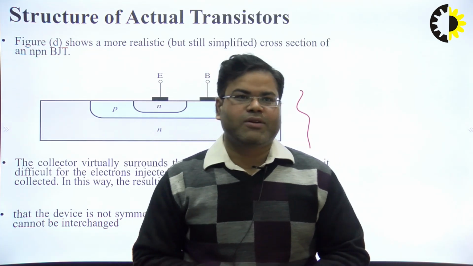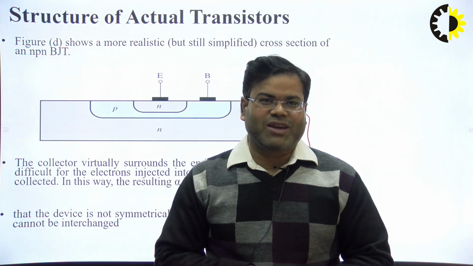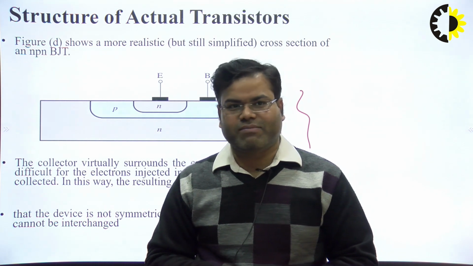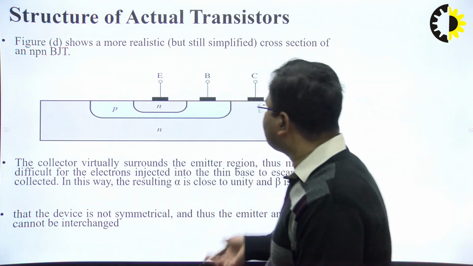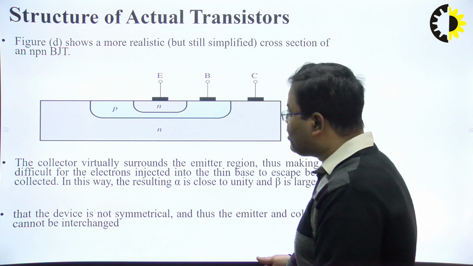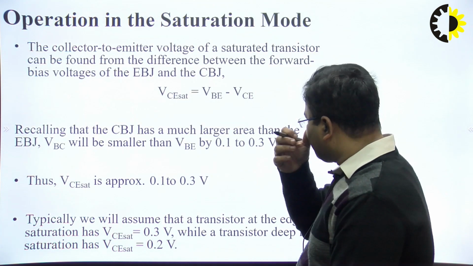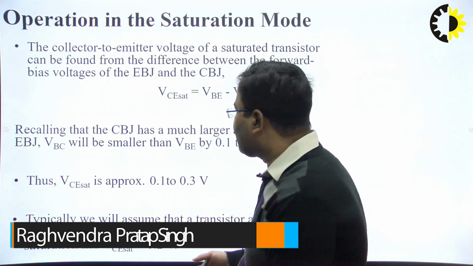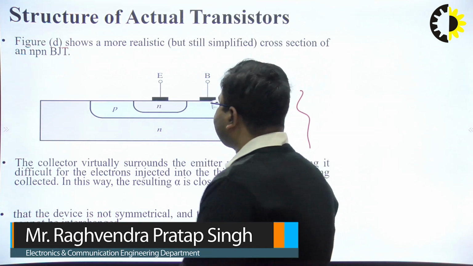Jai Hind all. In the previous lecture we discussed the operation of BJT and its basic structure. We left the discussion on the structure of the actual transistor. Today we are going to discuss the operation in more detail, the other modes of operation.